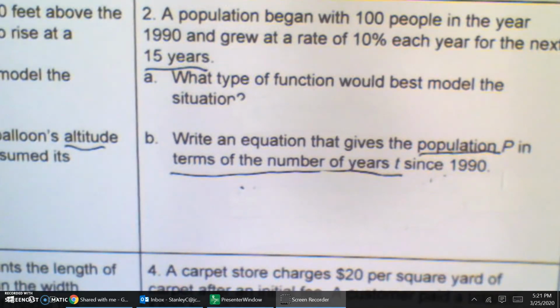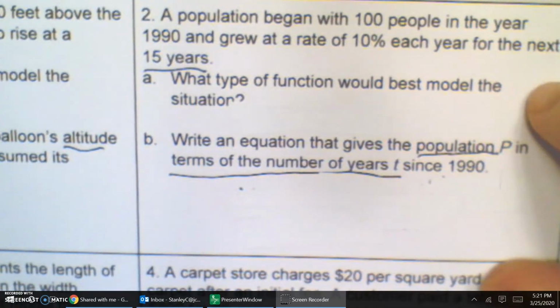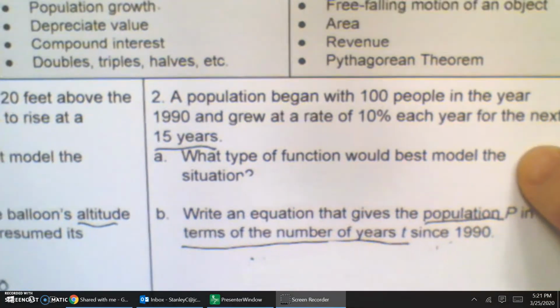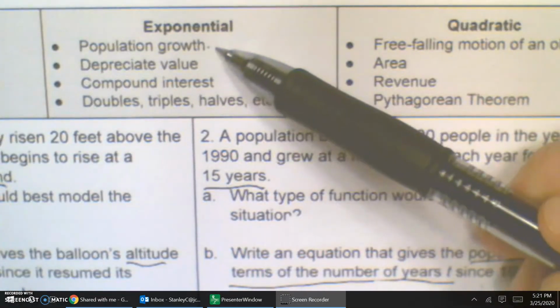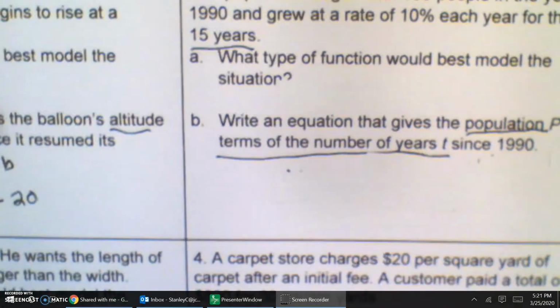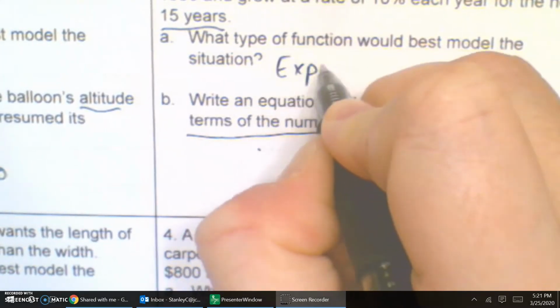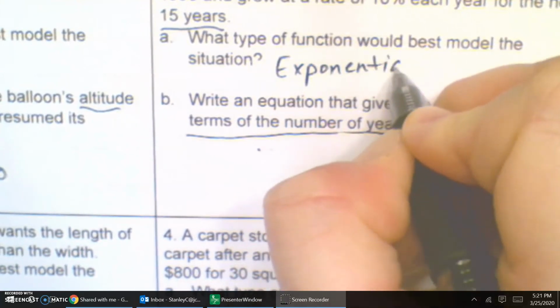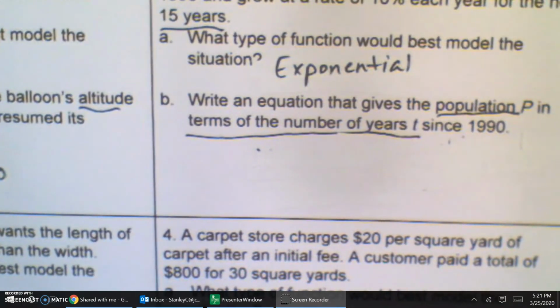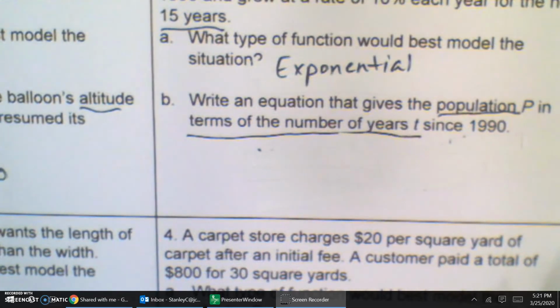Second example. A population began with 100 people in the year 1990 and grew at a rate of 10% each year for the next 15 years. So we have population that's growing, exponential form. What type of function would best model the situation? Exponential. Write an equation that gives the population P in terms of the years T since 1990.